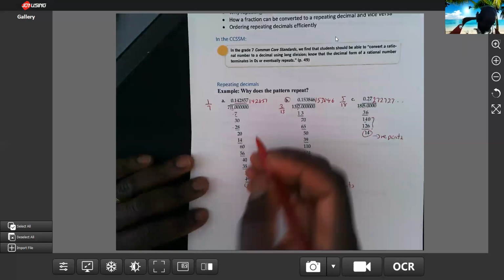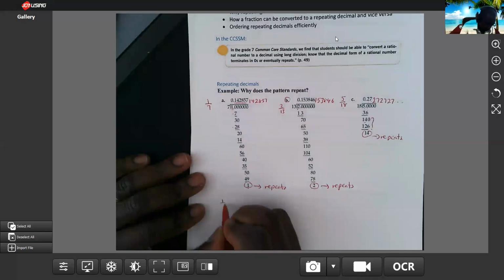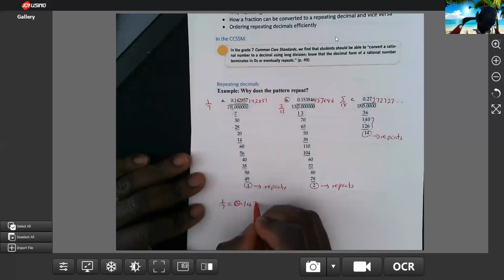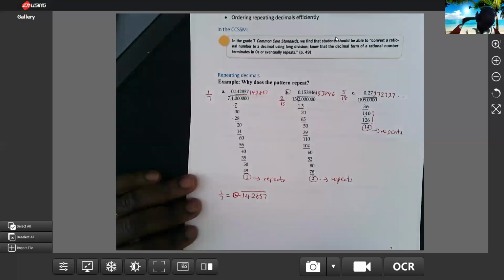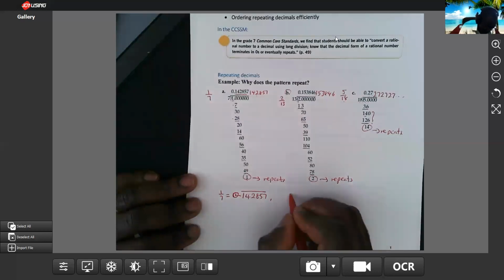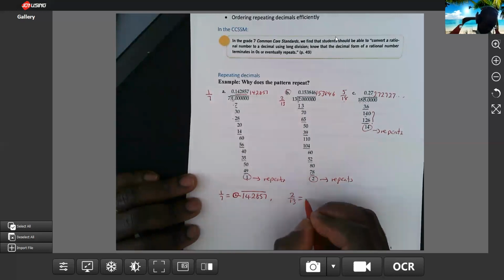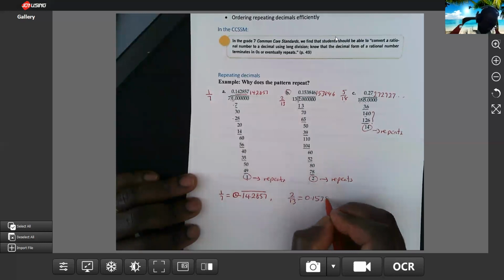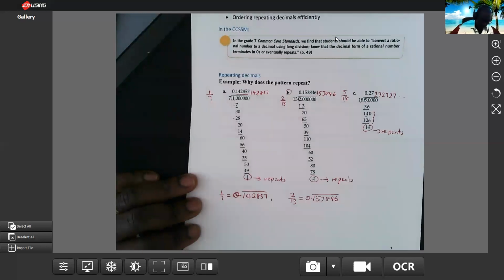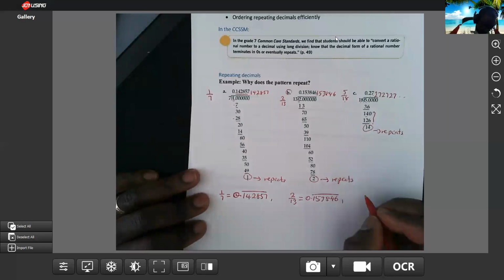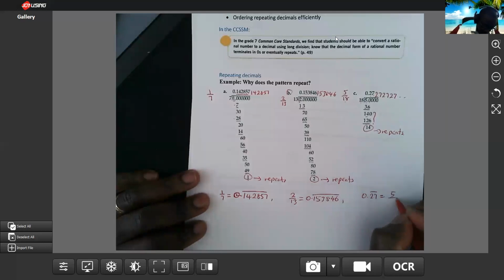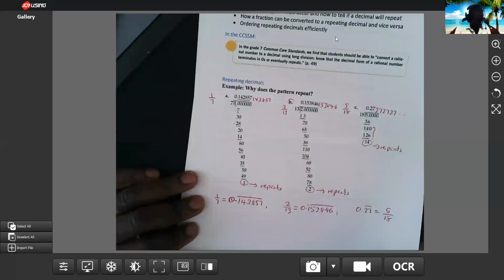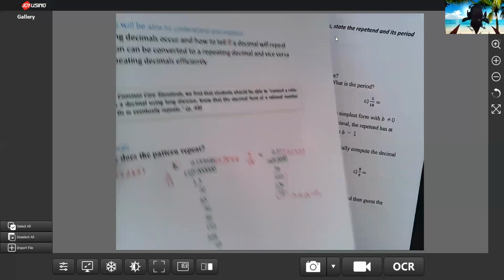So in each of these, we're going to write this: 1 over 7 is 0.142857, and we put a bar on top, meaning that it is repeating. The second one, 2/13, is 0.153846. All this is going to repeat. And then for the last but not the least, you get 0.27 repeating, which is equal to 5 over 18. Okay. All right. Now let's go to the next page.